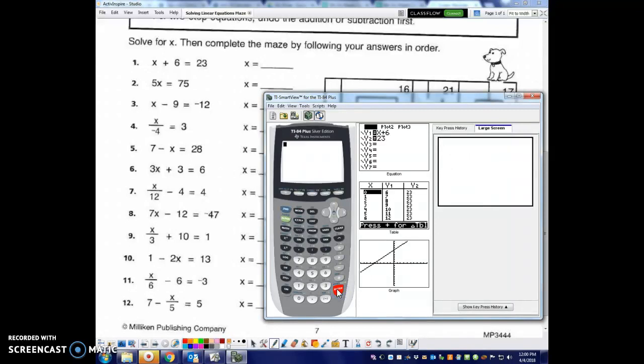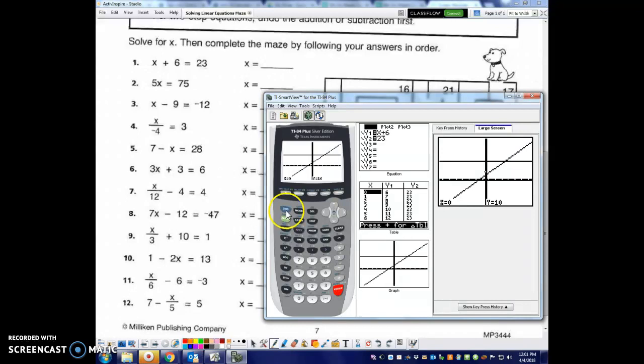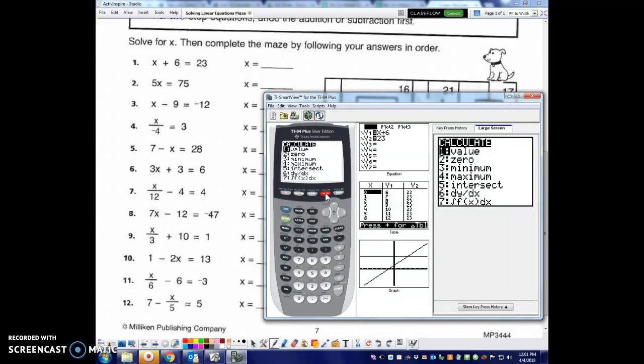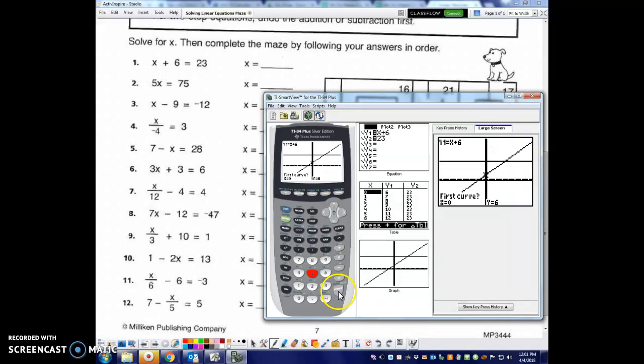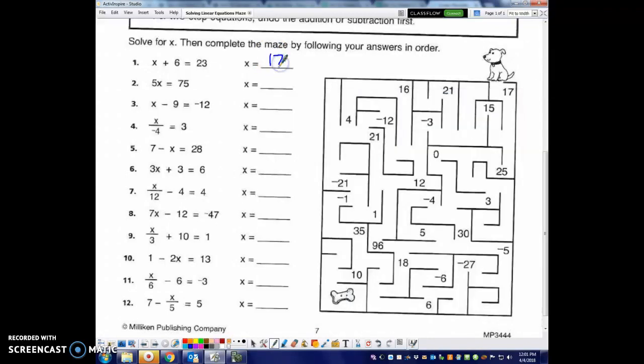So when it does that, I want you to hit zoom out. So hit zoom, zoom out, which is 3. Then I want you to try it again. Second, trace, 5, enter, enter, enter. Whatever x is, that's your answer. So x equals 17. So on your maze, you're going to start at the puppy dog, color 17.